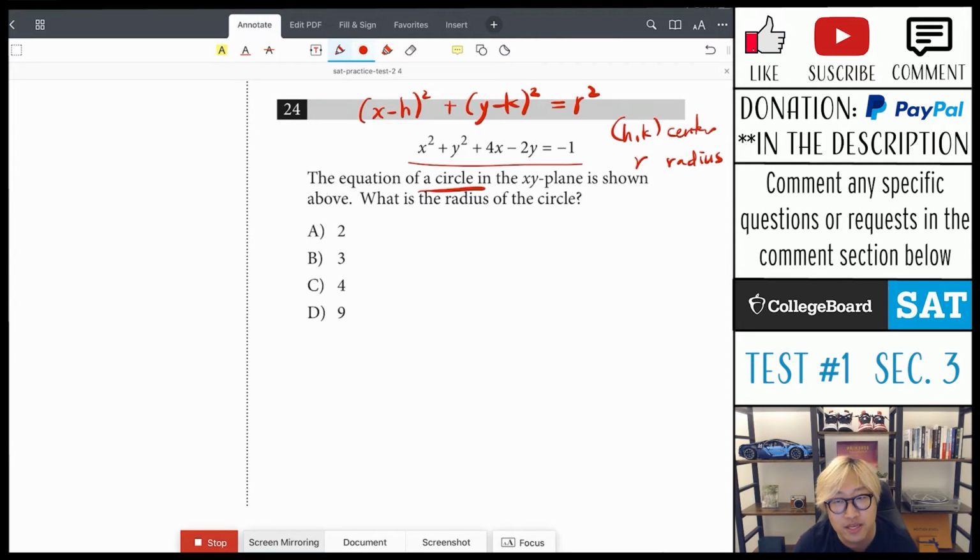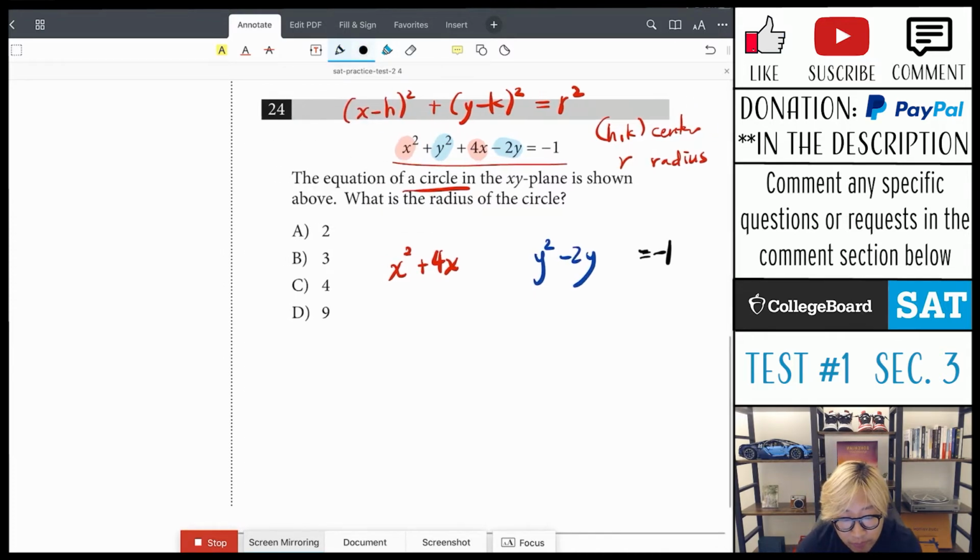So our job is to make it look like that. First things first, let me put the X's and Y's separately together. So like this. I'm going to do the X's. X's look like this, and then the Y's look like Y squared minus 2Y. And then we have this -1 on the right side.